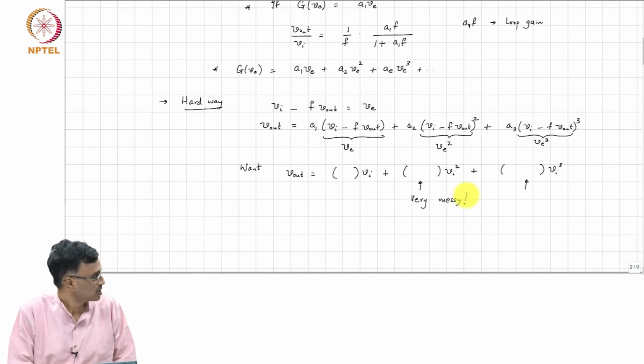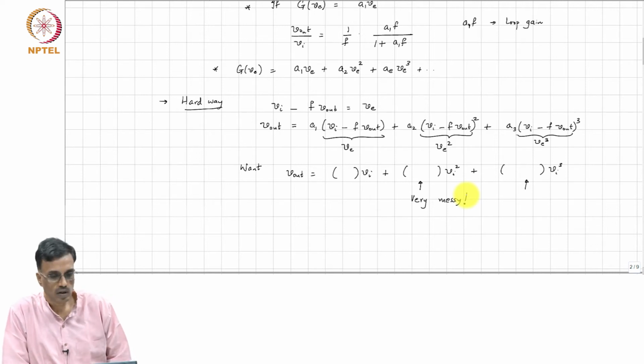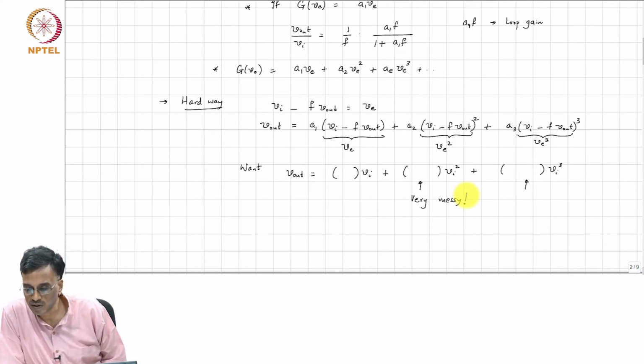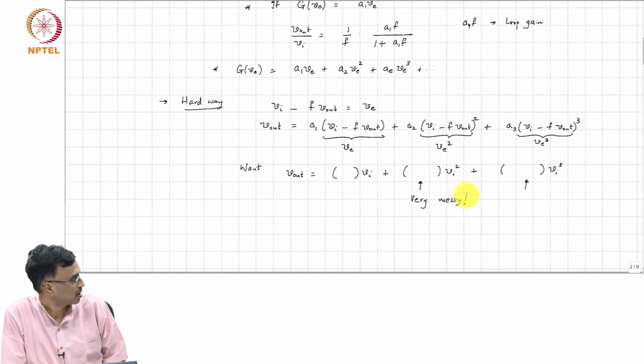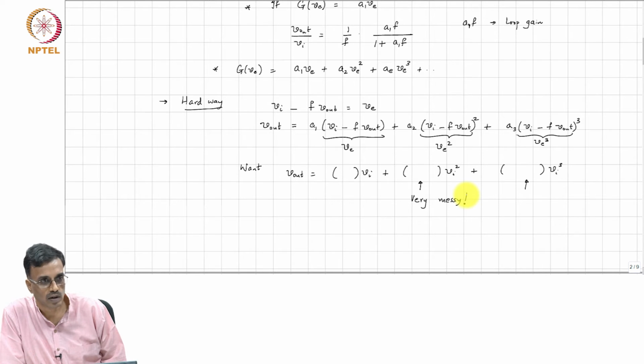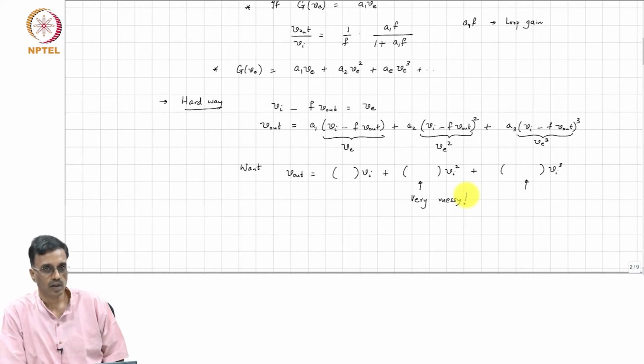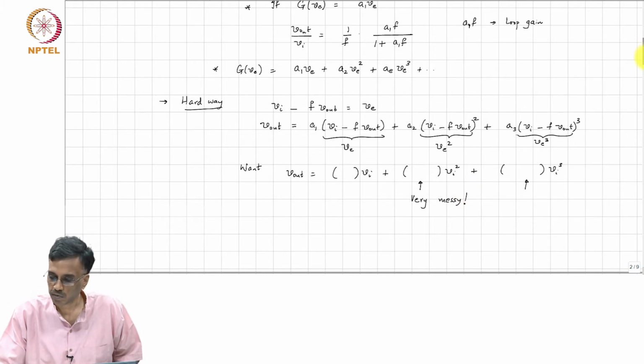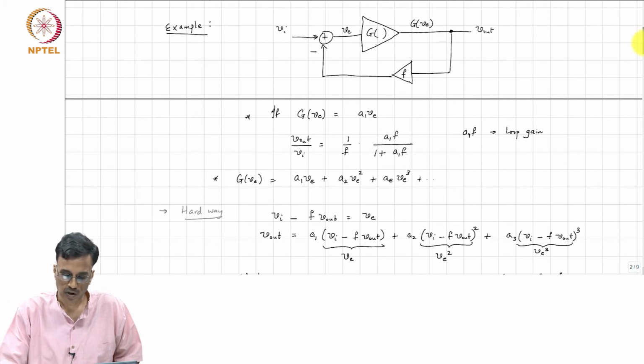is very messy, and if you are not convinced, you can try it out on your own. As you can see, to solve for V out, you basically end up having to solve a nonlinear equation of the third order in V out, and it is very painful. Now, we can do something simpler based on our knowledge of current injection.